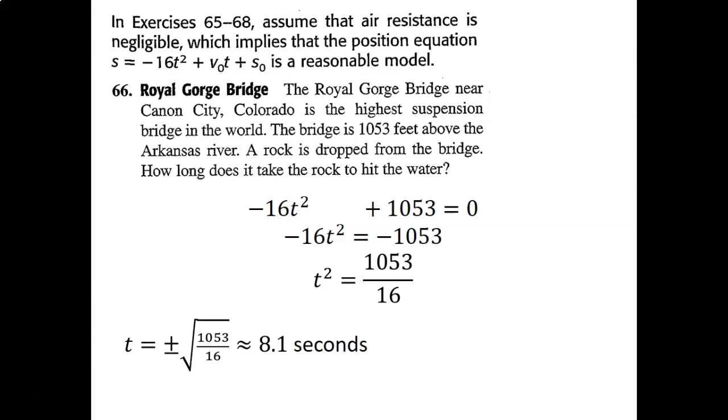Although, in this case, the only answer that makes sense in the context of the problem is the one that's positive. We don't want to go back in time before you drop the rock. We want to go forward about 8.1 seconds. So since the square root of 1053 over 16 is about 8.1, that means it would take about 8.1 seconds before the rock hits the water.